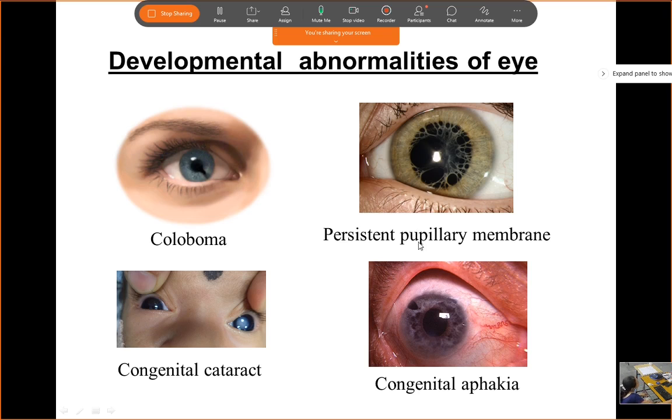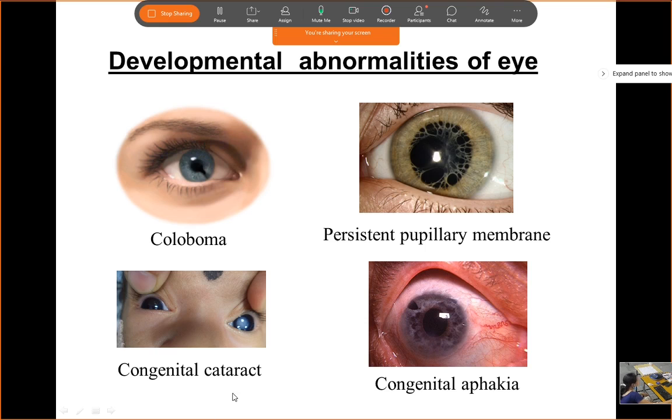Another is the persistent iridopupillary membrane. The iridopupillary membrane normally disappears, but if it does not disappear, then you will find a thin fibrous stroma present in front of the pupil. That is the persistent pupillary membrane. It can be removed by surgery.